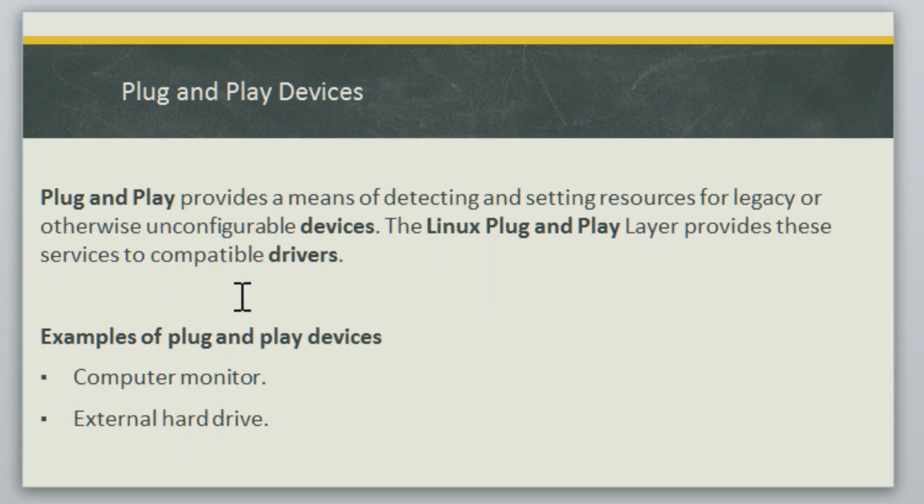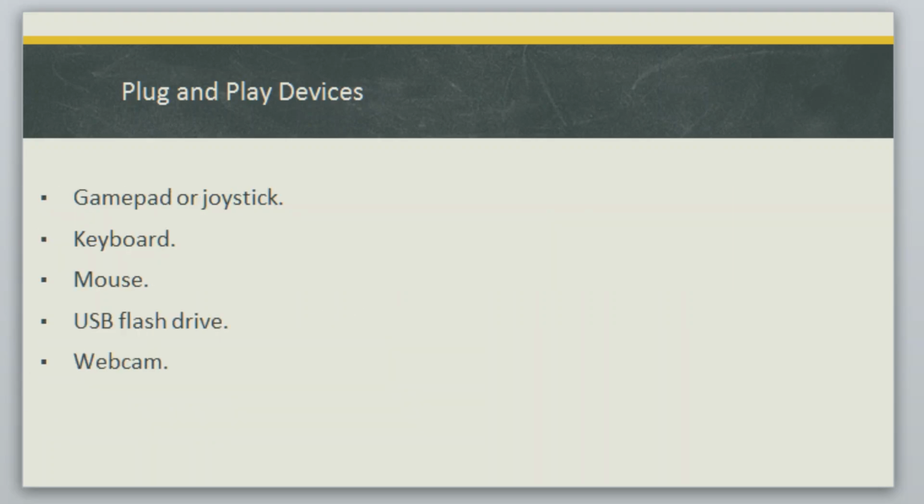Let's talk about plug-and-play devices. Plug-and-play provides a means of detecting and setting resources for legacy or otherwise unconfigurable devices. The Linux plug-and-play layer provides these services to compatible drivers. So some examples of plug-and-play devices, guys, are computer monitor, external hard drive, gamepad or joystick, keyboard, mouse, USB flash drive, or webcam. So guys, these are things you can just simply plug into your computer, and they're going to be available to use just like that, okay? So you don't have to do any setting up or configuring of them.